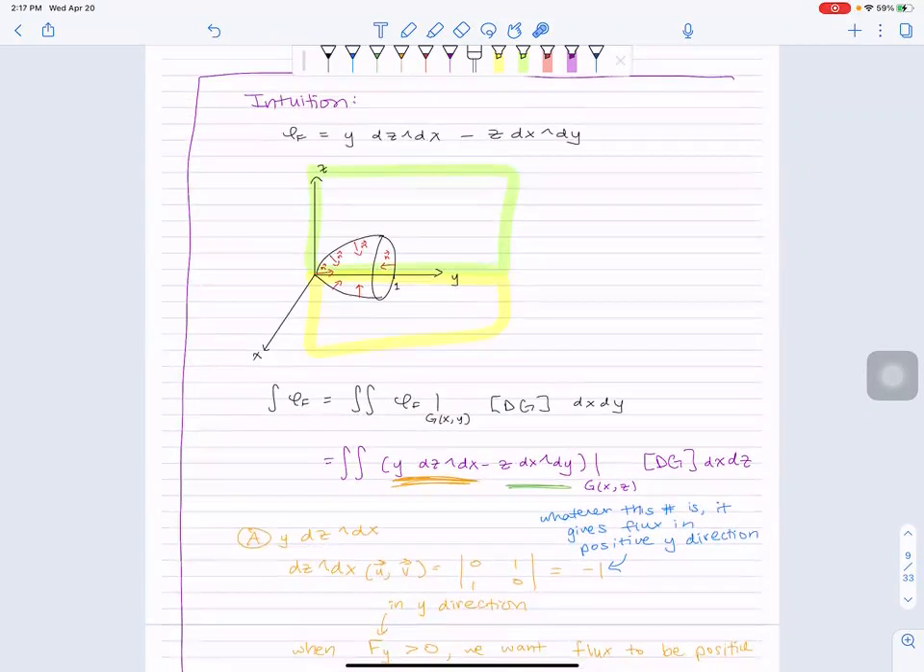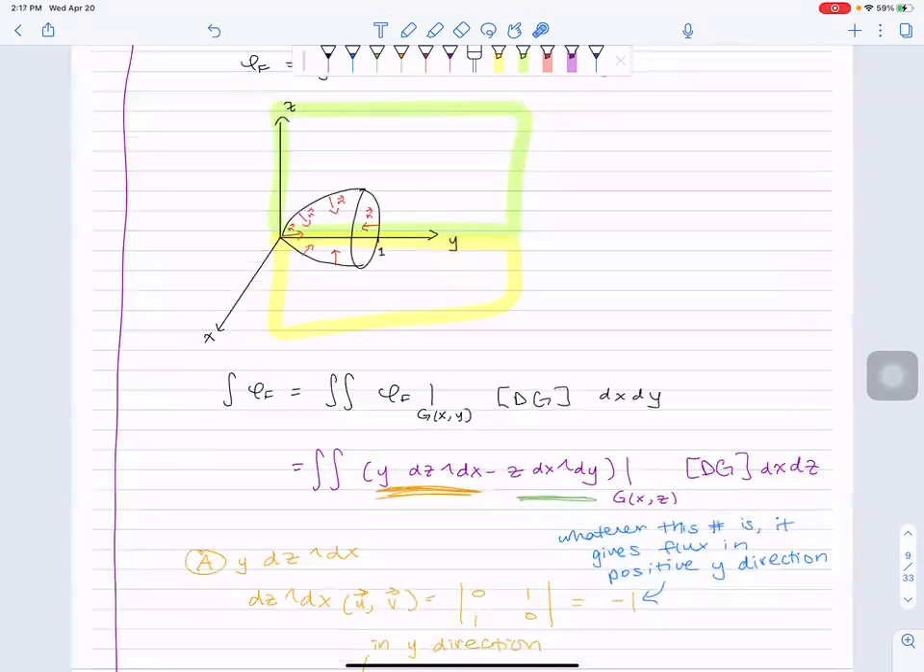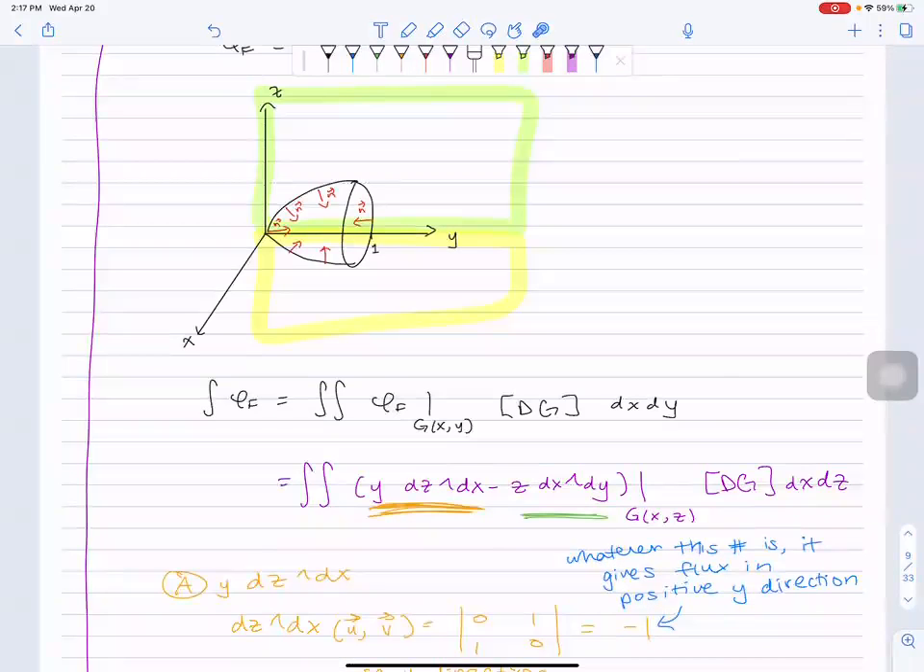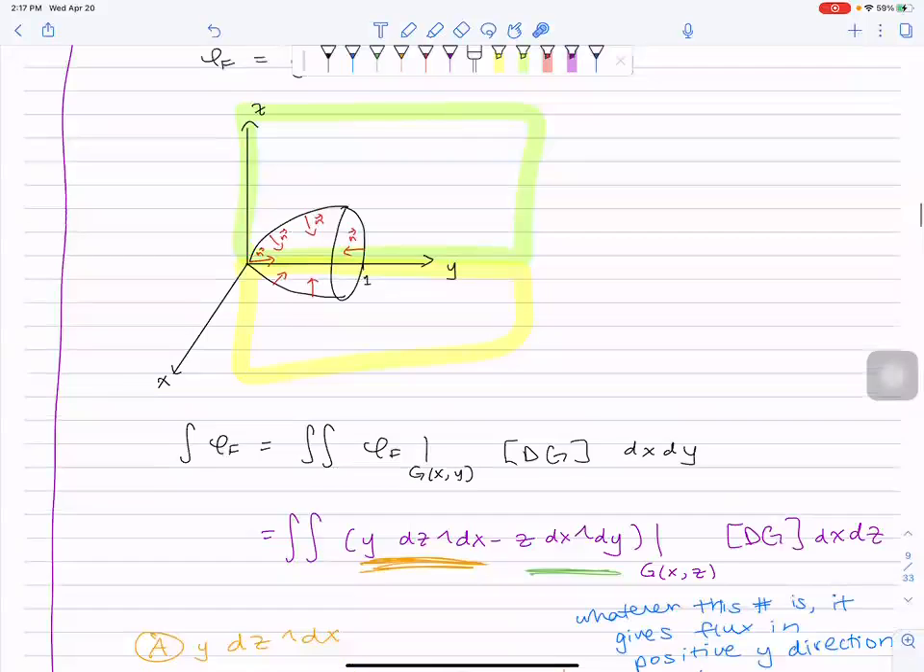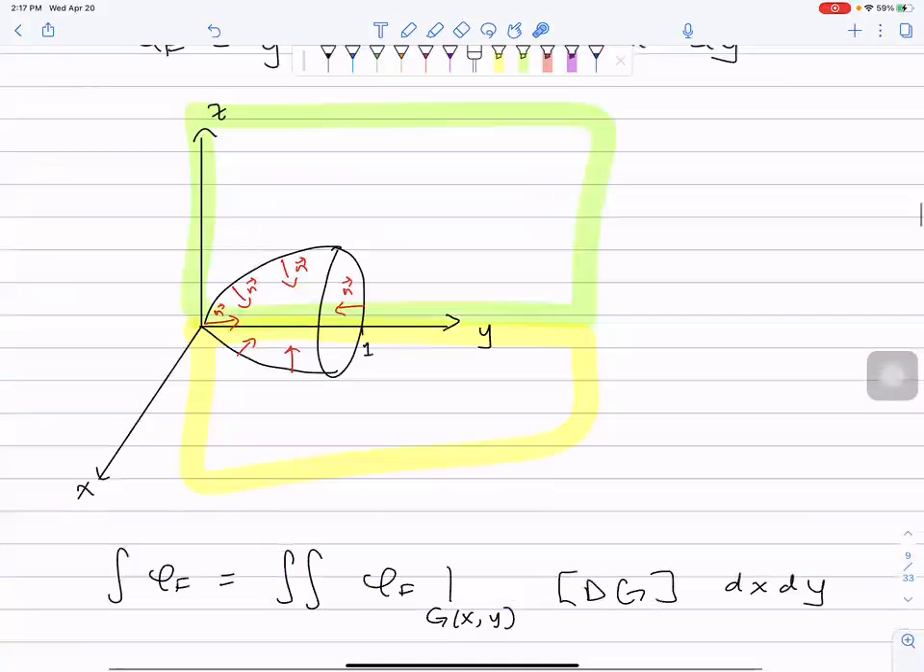Yes. There's also the right hand rule. How do we use that here? If you have this shape, the right hand rule is that you want your fingers to curl in the direction that your curve is moving.